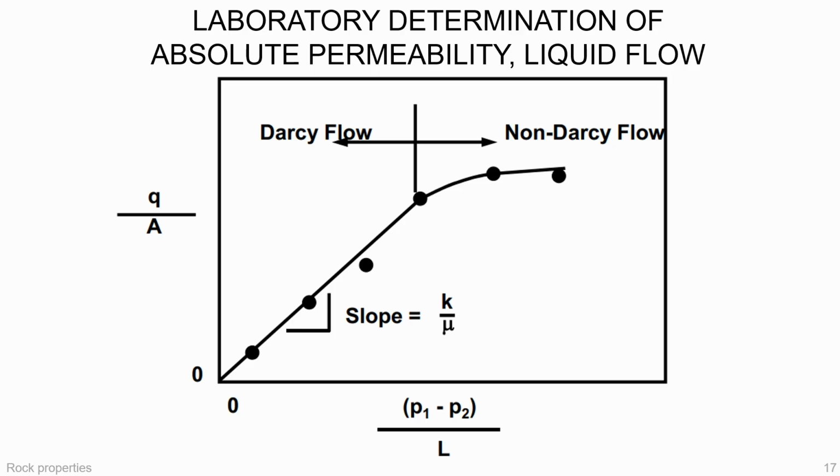Gas can also be used, and in tight rocks gas permeability testing is especially common because gas can move more readily through very small pore systems. In such cases, the measured gas permeability must be corrected for gas slippage, known as the Klinkenberg effect, since the apparent permeability may be higher than the true intrinsic permeability.